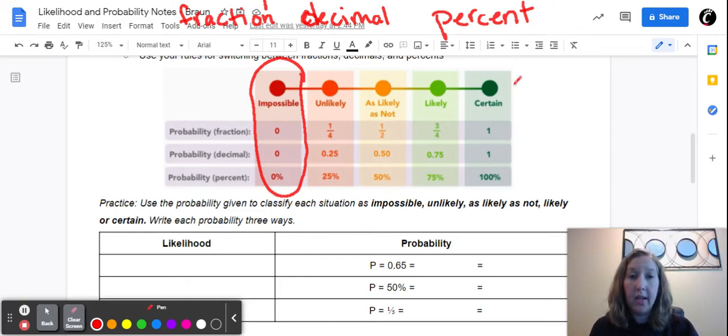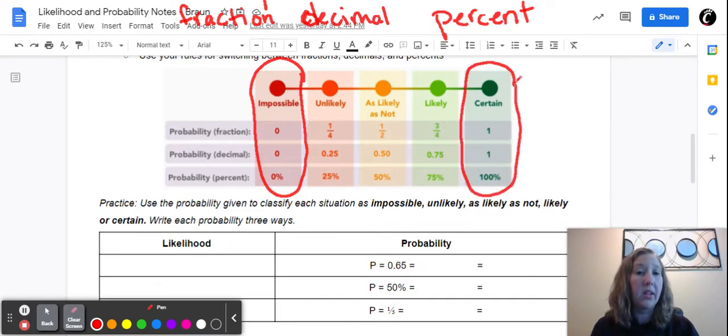Now, on the other end of that, we have certain. If something is certain to happen, that means it is definitely going to occur. That means the fraction would simplify to 1, so maybe it would be 5 out of 5 or 10 over 10, but it would simplify to 1. The decimal would be 1 or 1.0, and our percent would be 100%. Again, there are no other numbers that we could write for something that has a certain outcome.